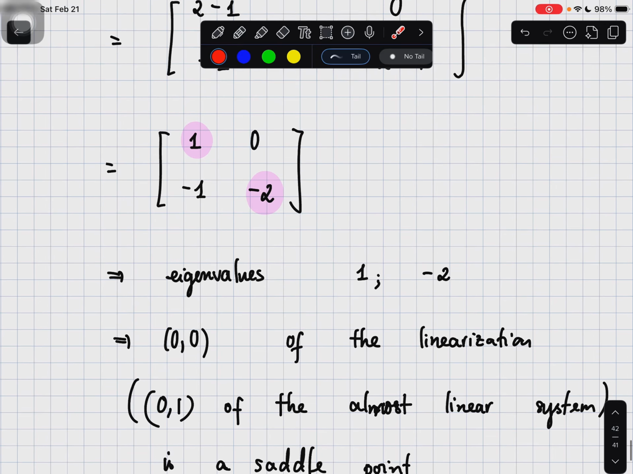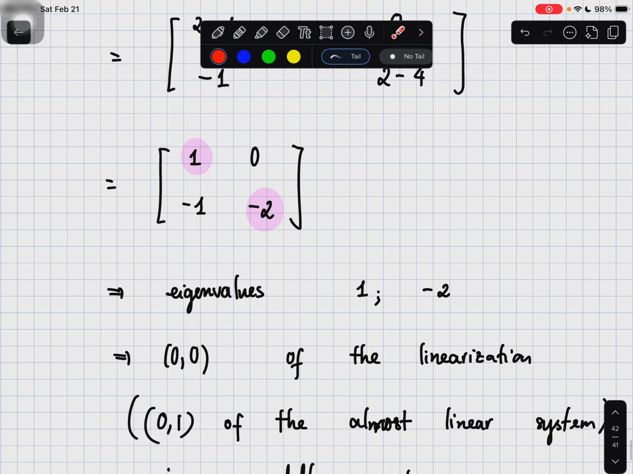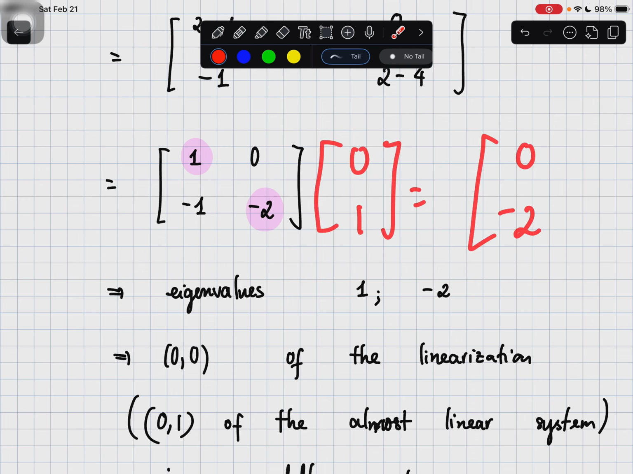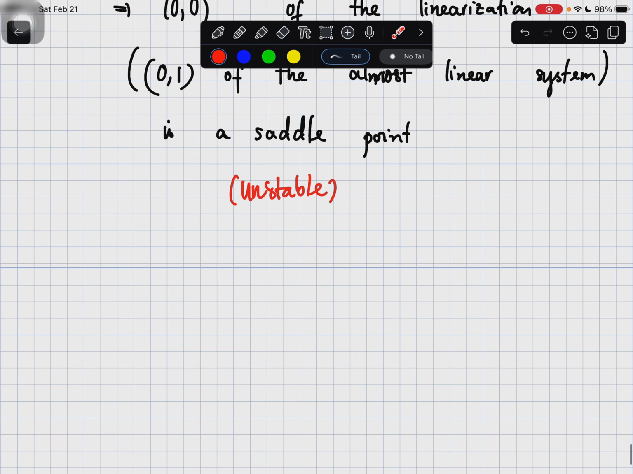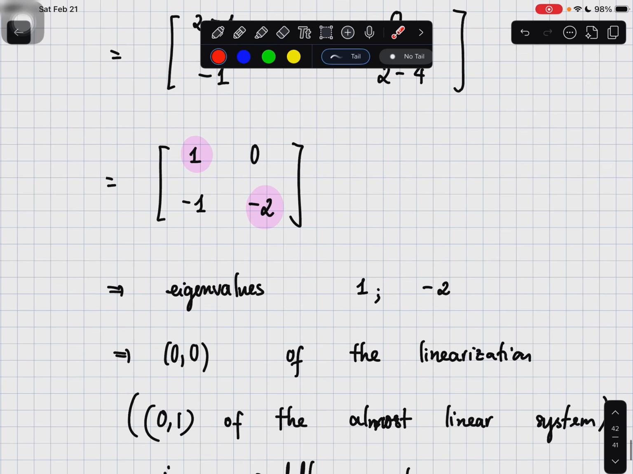To sketch the picture, we want to compute the eigenvectors. In this case, I do know that one eigenvector, the one corresponding to minus 2, will be (0, 1) for sure. Because if you multiply (0, 1), you will get the second column, (0, minus 2), which is minus 2 times (0, 1). By definition, (0, 1) is an eigenvector. So let's compute the other eigenvector.